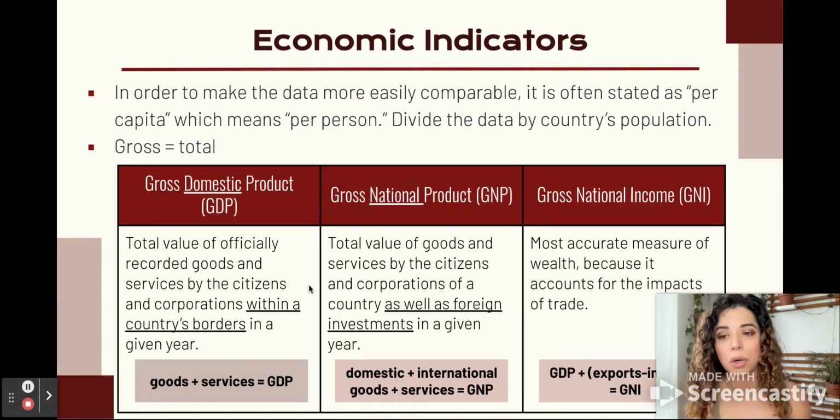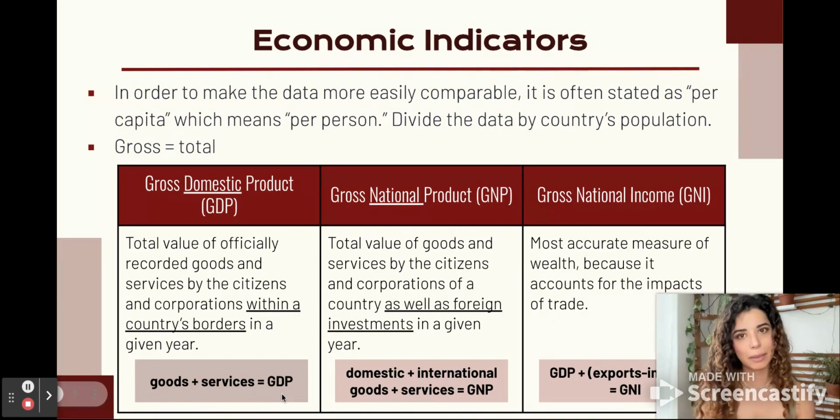Here we have gross domestic product. This is the key word: domestic. So this is the total value of officially recorded goods and services by the citizens and corporations within a country's border, hence domestic. This is measured per year. So one way you can think of it is goods plus services equals GDP.